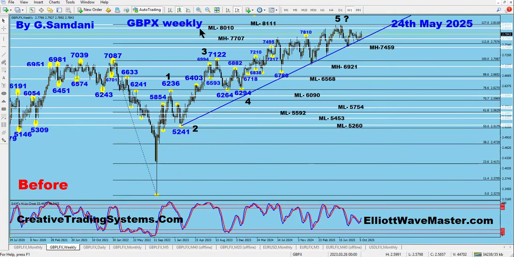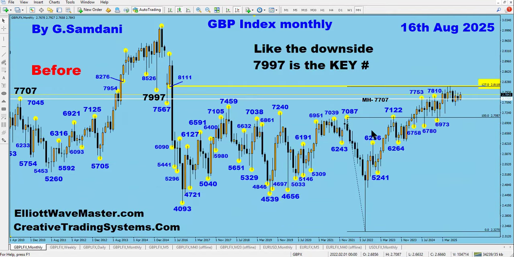So pound index also, weekly chart, you can see that this is a trend line: bounce, bounce, bounce, and bouncing, right? So we can bounce to the upside. Trend is strongly to the upside on a weekly chart. What about monthly chart? So monthly chart is like this.